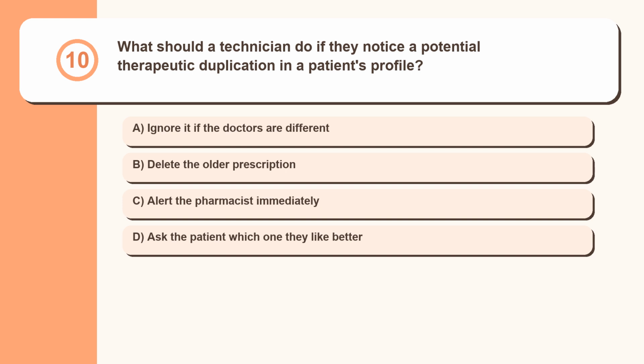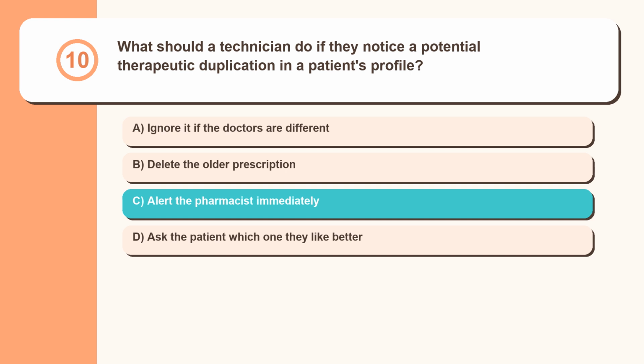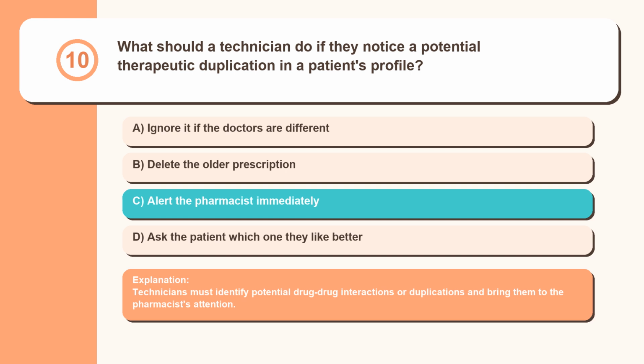Question 10. What should a technician do if they notice a potential therapeutic duplication in a patient's profile? Ignore it if the doctors are different. Delete the older prescription. Alert the pharmacist immediately. Ask the patient which one they like better. Technicians must identify potential drug-drug interactions or duplications and bring them to the pharmacist's attention.